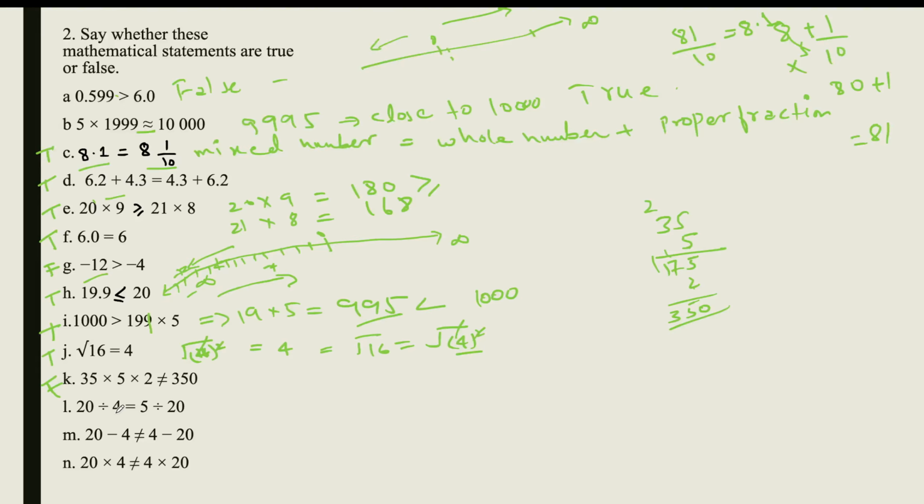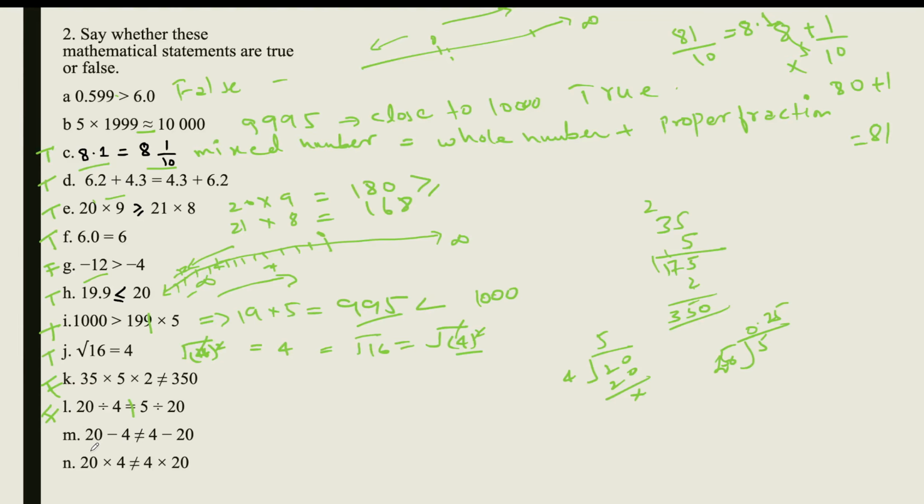The next part, 20 divided by 4 is equal to 5 divided by 20. This is not correct, because let's say we are having 4 into 5 is equal to 20, and if we are having in here 20 and in here 5, so it would be 0.25. Therefore this is not equal to, therefore we would say this is also a false statement.